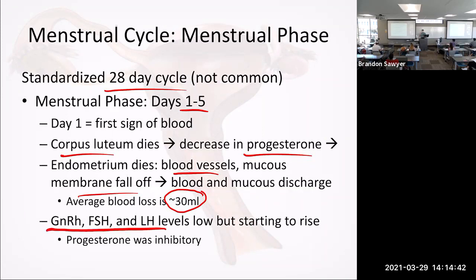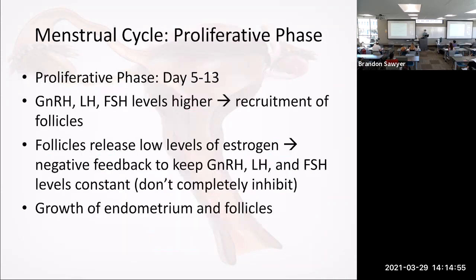Okay, so at this stage, all of these, GnRH, again the hypothalamic one, FSH and LH, are all pretty low at this point, but they're starting to rise because progesterone was inhibiting these hormones from being released. But now the progesterone is not there much anymore because the corpus luteum's gone. Now we've started to see a rise in these hormones. Okay, so that's days 1 through 5.